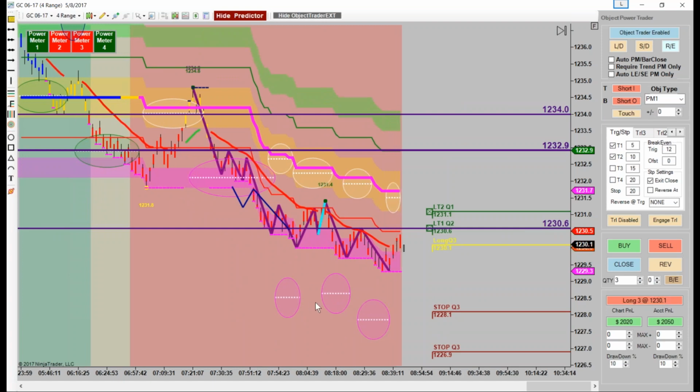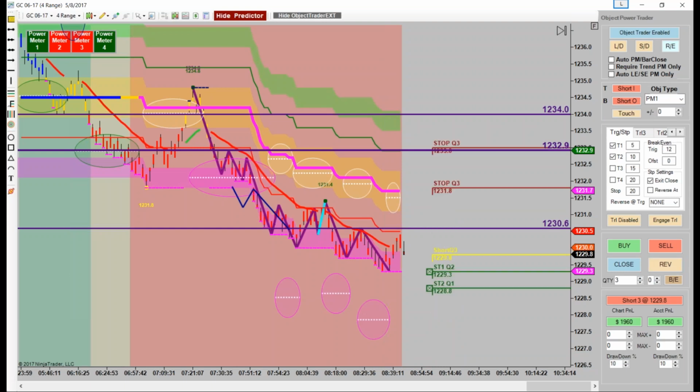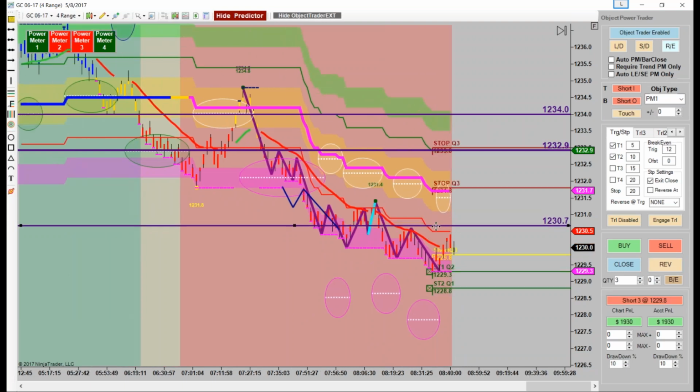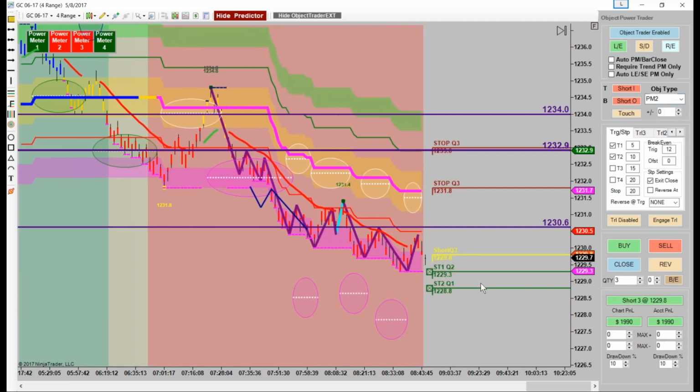Sorry about that. I may feel some heat on this one because I don't like power meter one on this trade. I'm going to kill this. Matter of fact, I'm going to reverse it if this bar closes down, simply because they didn't take out my power meter two is what I wanted. Then we'll reverse it. Everybody see why? You want to be careful with one because it's just four range bars. Power meter two is a little bit more of a trend.